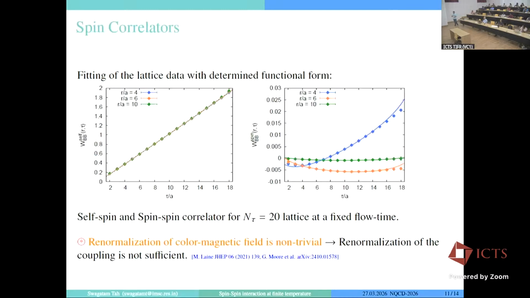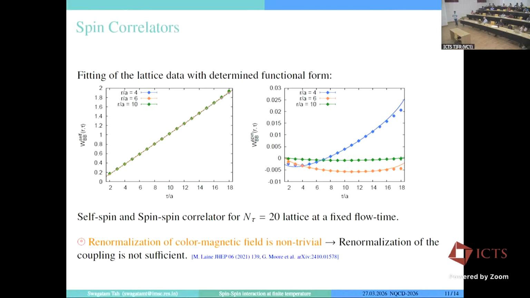Now to check, we have extracted the functional form. These are the lattice data, the points. The x-axis is tau, the Euclidean time, and this plot shows the correlator for self-spin interaction, and this plot is for spin-spin interaction. As we can see, if we increase the distance, the self-spin interaction doesn't change much; it remains constant. The line is the fit, from which we get the real part and imaginary part, and I have shown the fit.